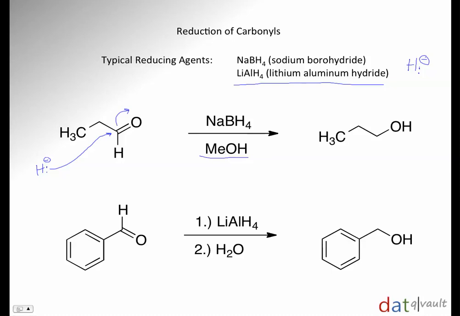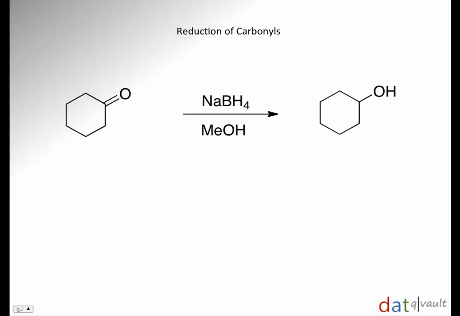So just to review this concept, aldehydes can be reduced by both sodium borohydride and lithium aluminum hydride to the corresponding primary alcohols. All right, let's talk about ketones. So sodium borohydride again is a strong enough reducing agent to reduce ketones to the corresponding secondary alcohols.